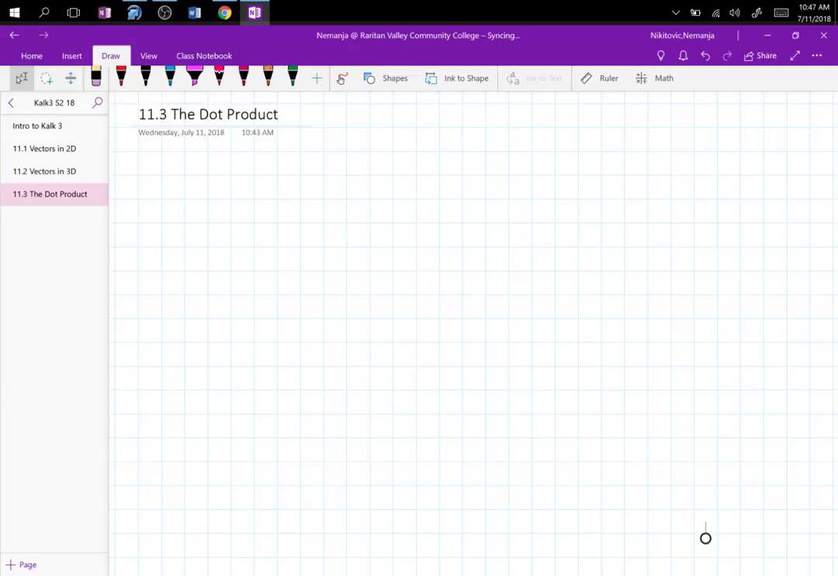Hello and welcome back to Calculus 3. So, section 11.3 on the dot product. We talked about two-dimensional, three-dimensional vectors. I also mentioned a vector could be any dimension. That's fine. So you can have an 8-dimensional vector. That just means you have 8 components inside.